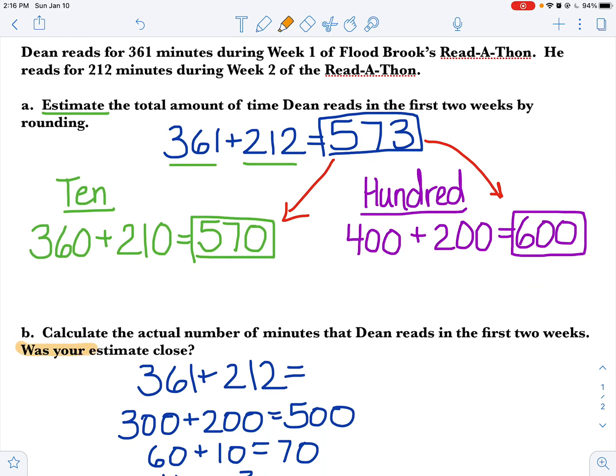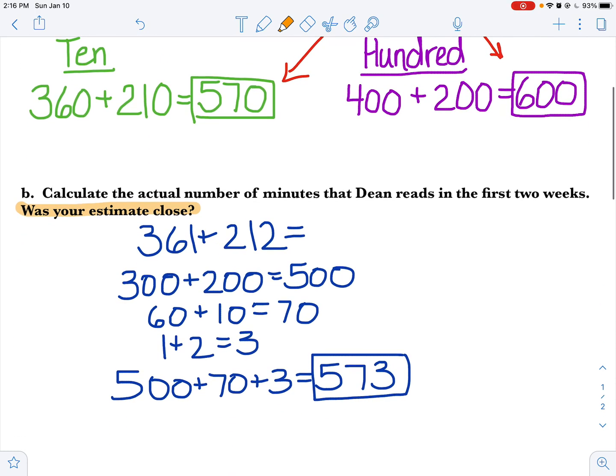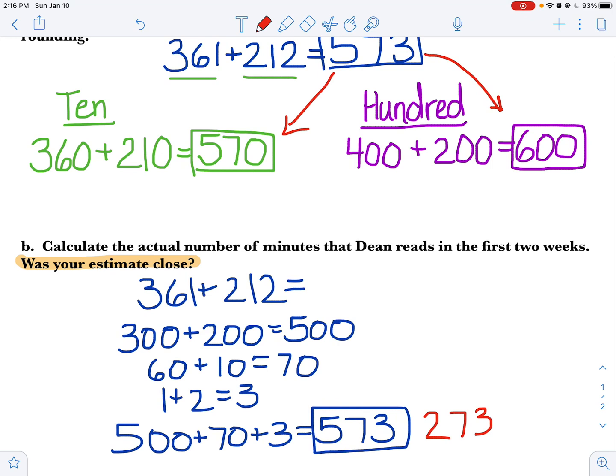And so down here where it says, was your estimate close? You need to go back and look at your estimate and say, hey, is it close? And if it is, then you're probably on the right track with your addition. If, for some reason, we had come up with an answer of 273 and we looked at our estimates, that would be a good sign, a warning flag saying, hey, I think you may have made a mistake somewhere. And that's why estimates are really helpful. It lets us know if our actual calculations are on the right track.